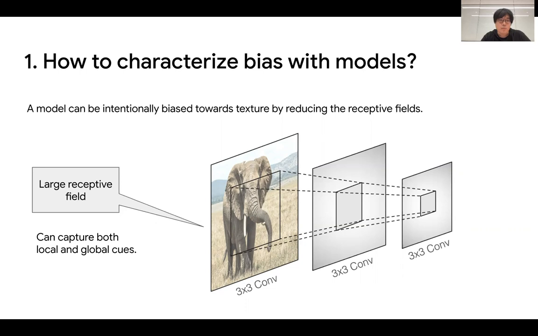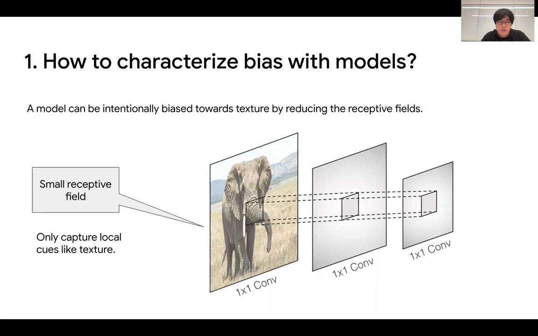So in general, if you're just training on data using such a big network, it fails to make use of the enlarged receptive field. On the other hand, if you have a very small receptive field bias design, like replacing every 3x3 convolution filter with a 1x1 convolution filter, it cannot generalize to the shape. So it only captures local cues like textures. So we believe that this kind of small receptive field would be a proxy measure of the texture bias here.